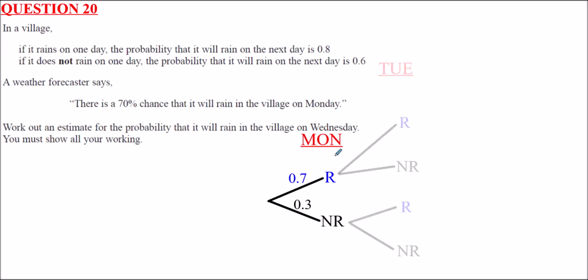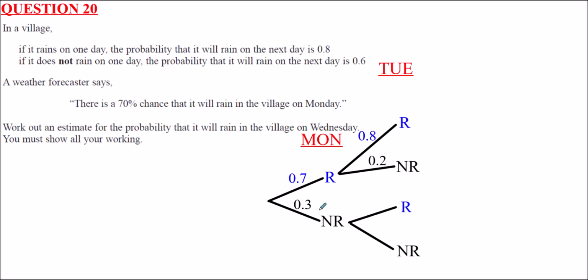So for Tuesday, it could either rain or not rain if it rained on Monday, or if it didn't rain on Monday, again it could still rain or not rain. So if it rained on Monday, what's the chance of it raining again on Tuesday? Well, it says here if it rains on one day, the chance it will rain on the next day is 0.8. So this one here is a probability of 0.8. If there's a 0.8 chance of it raining, this one here must be 0.2.